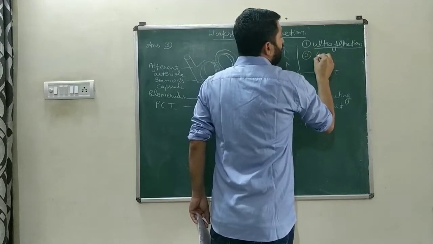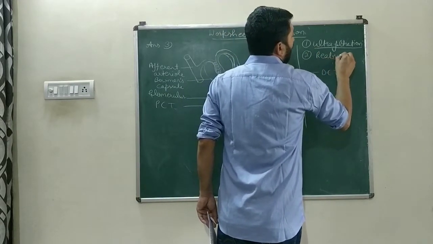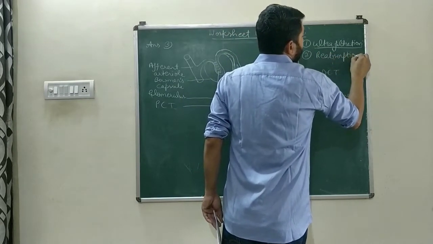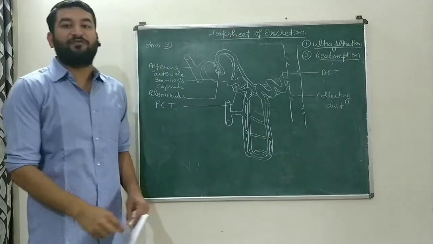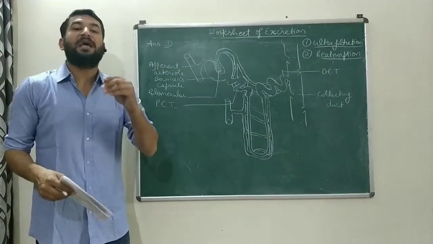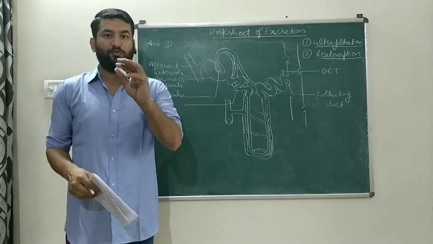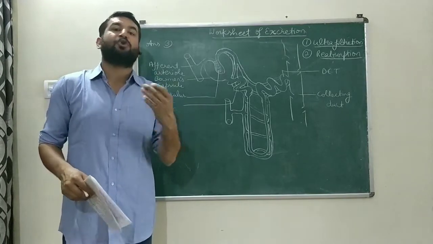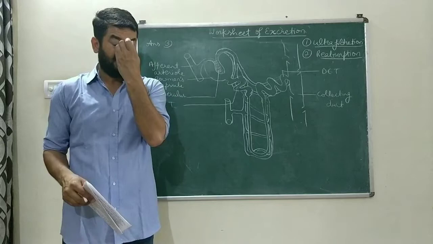tubular reabsorption. The second step of urine formation is tubular reabsorption. Reabsorption is composed of two words. Re means again and absorption means to absorb something.